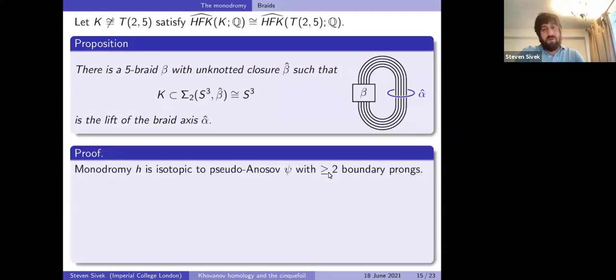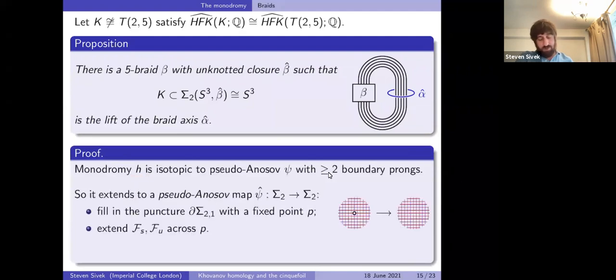And so to prove it, we use what we know about the dynamics. The monodromy H of our fibration of the knot complement is isotopic to a pseudo-Anosov, which we checked has at least 2 boundary prongs in either of the stable and unstable foliations. And what that means is that if we fill in the puncture, it actually extends to a pseudo-Anosov map on a closed genus 2 surface.